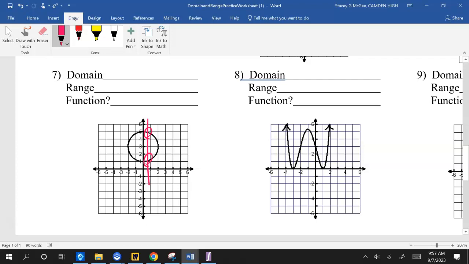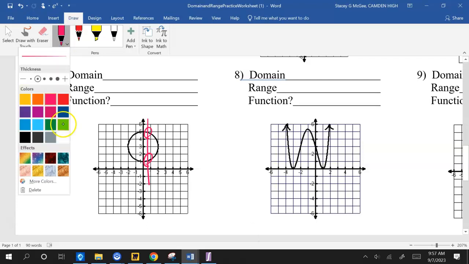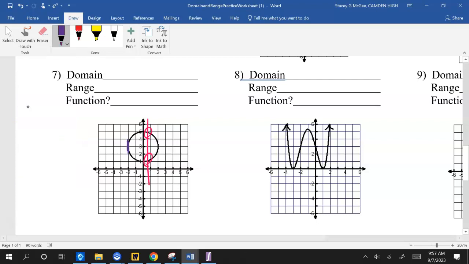Domain on this one? All right, so left to right. As I move left to right, let's be purple. The furthest left and the furthest right. -2 to 2. Do I need brackets or parentheses? Brackets, why? Why do I need brackets and not parentheses? It's included. It includes those points. Those points are on that circle, so it includes it.